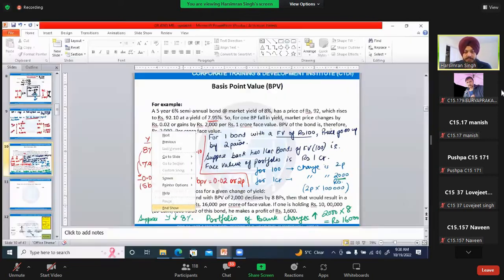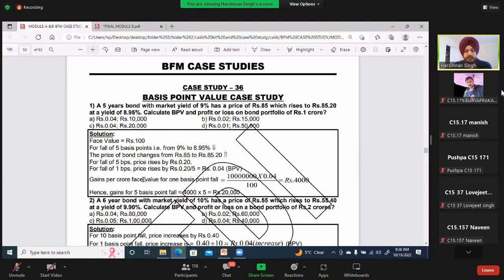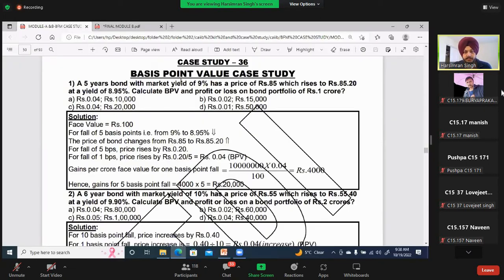Now see this question. A bond has a market yield of 9%, price is 85. Price becomes 85.20, that means an increase of 20 paisa when the yield goes down by 5 basis point. So when the yield changes 5 basis point, price changes by 20 paisa. So I can clearly see that the basis point value is 4 paisa. Up to this point, read it and tell me if there is any doubt.